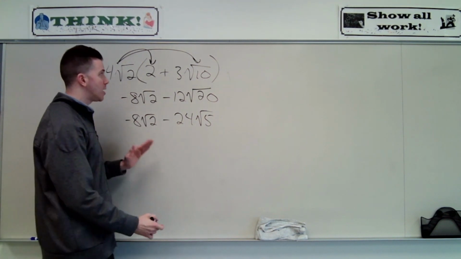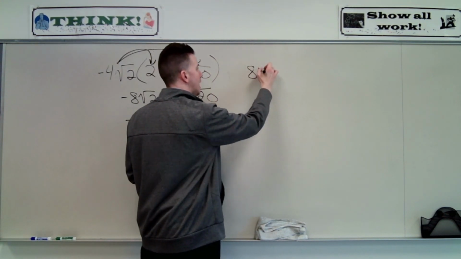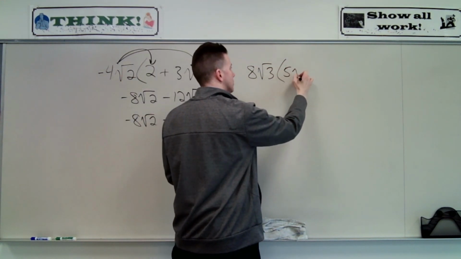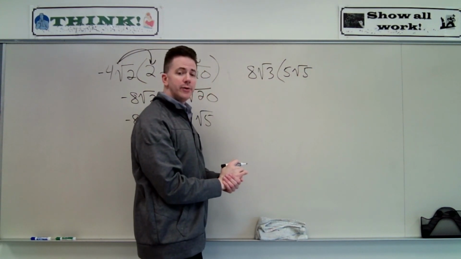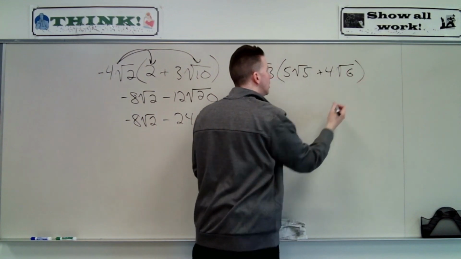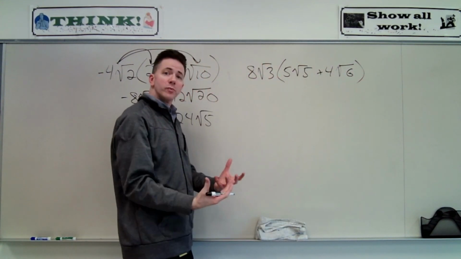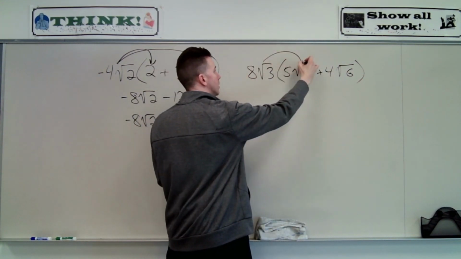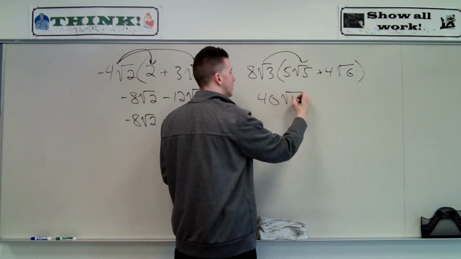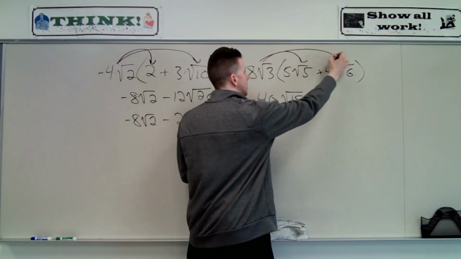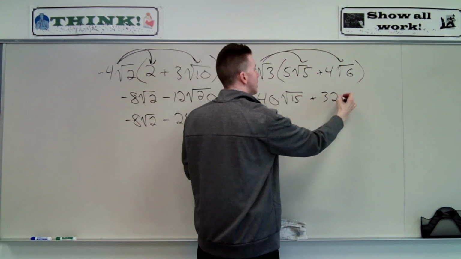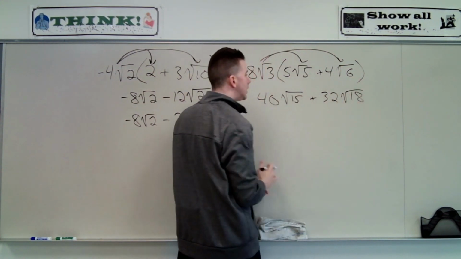And for our last example, let's move into 8 square roots of 3 times the quantity 5 square roots of 5 plus 4 square roots of 6. So we're going to keep all the things that we've been talking about in mind as we distribute. So the two outside numbers here would be 40 and the square root of 15. The two outside numbers here would give us 32, so plus 32, and the square root of 18.